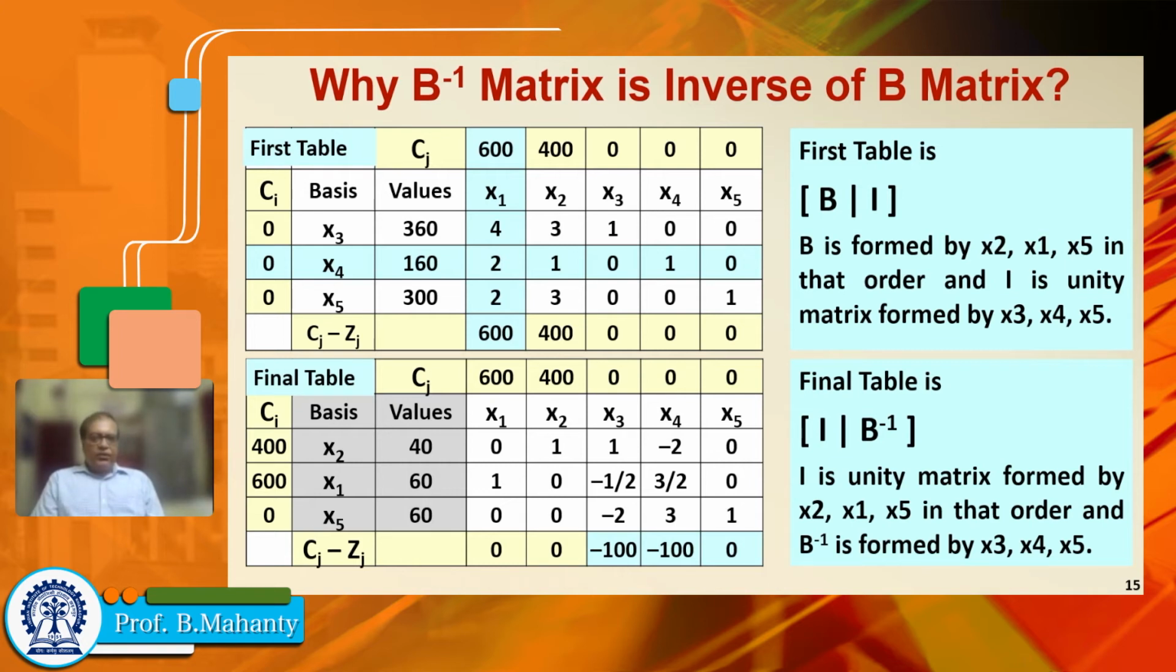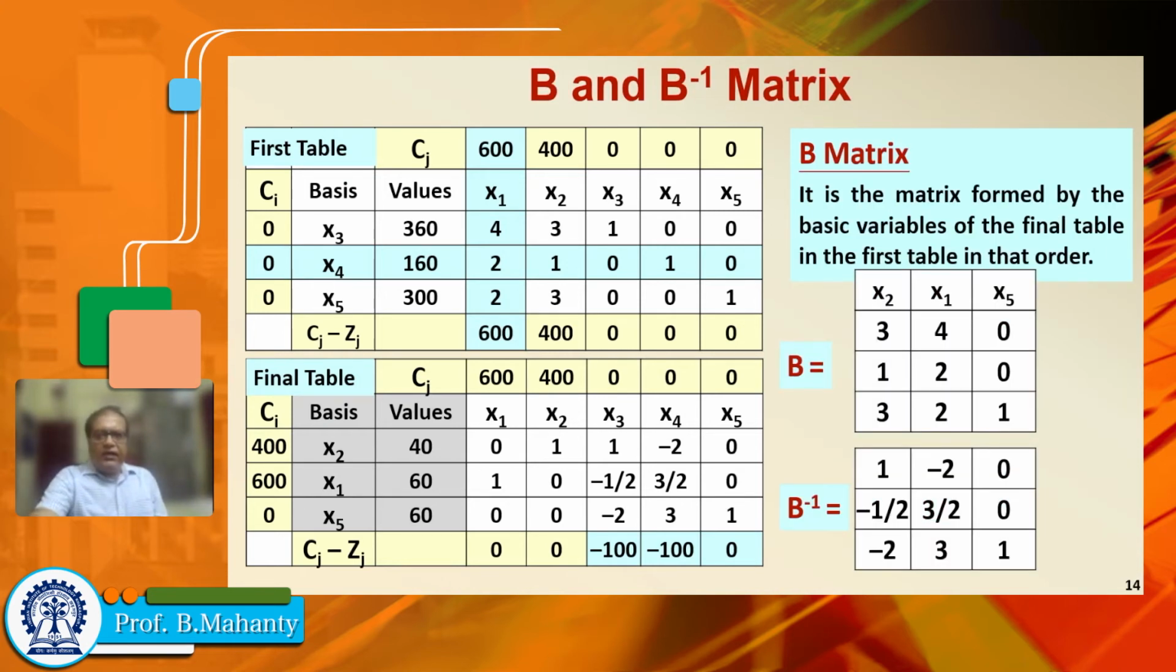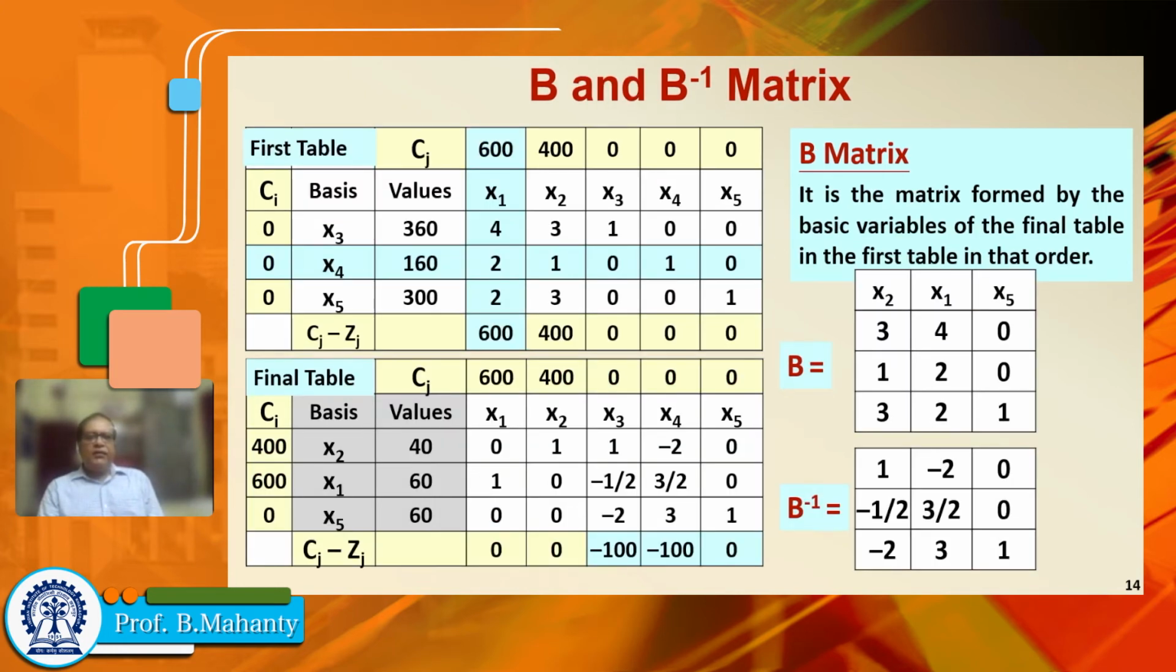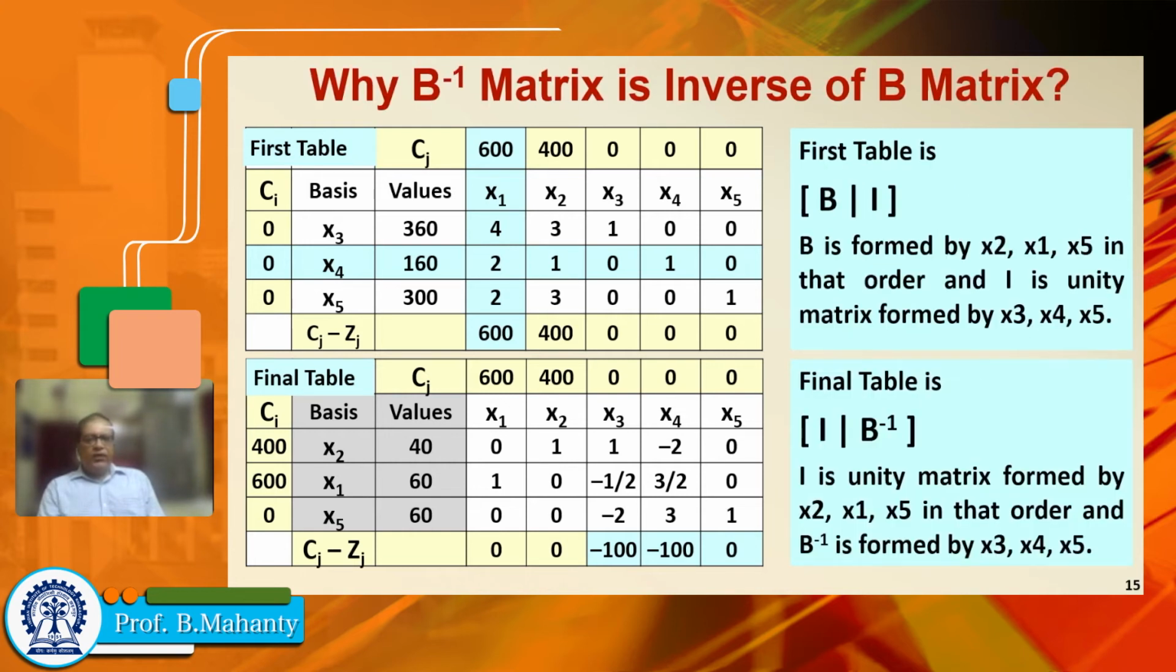I hope you understood what B and B inverse are. To understand that, once again, let me repeat it. The B inverse matrix is the matrix formed by the basic variables of the first table in the final table, and the B matrix is the matrix formed by the basic variables of the final table in the first table, in that order. All right, so hopefully you have now understood the B matrix and B inverse matrix.